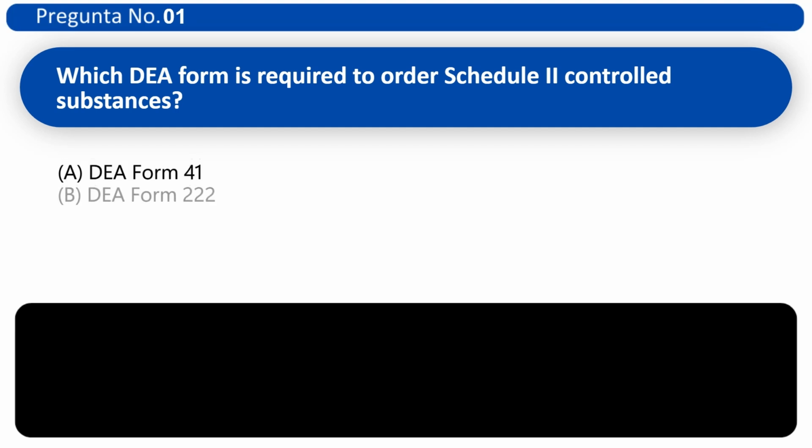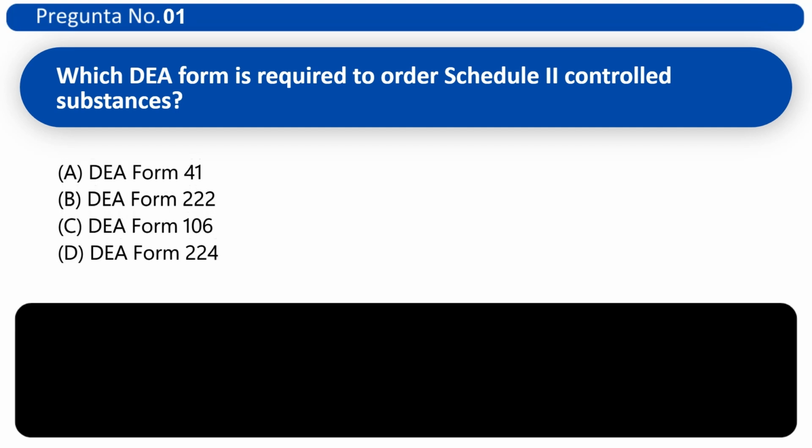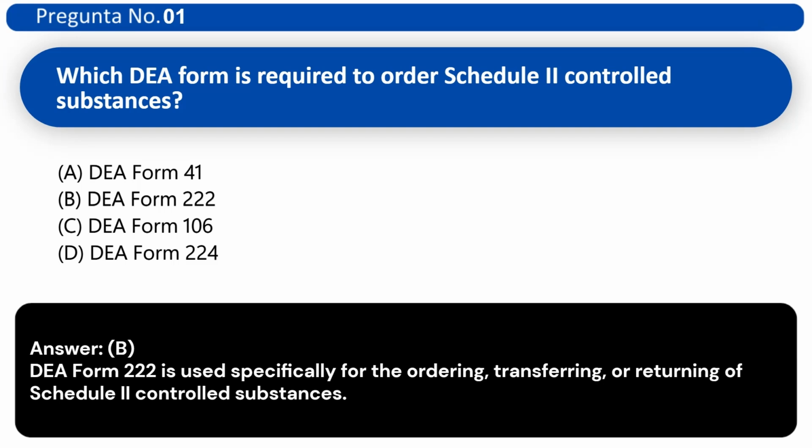Which DA form is required to order Schedule II controlled substances? A. DA Form 41. B. DA Form 222. C. DA Form 106. D. DA Form 224. Answer, B. DA Form 222 is used specifically for the ordering, transferring, or returning of Schedule II controlled substances.